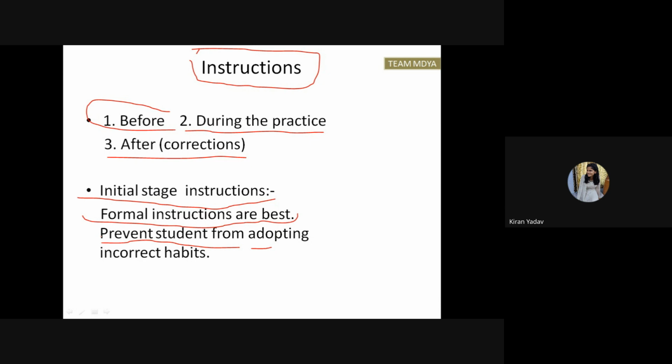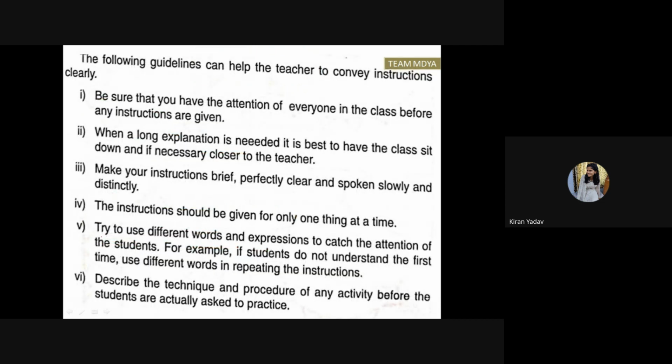Then after instructions, these are the following guidelines that can help the teacher to convey instructions clearly. Be sure that you have the attention of everyone in the class before any instructions are given. If students are not focusing on the teacher and the teacher is just giving the instructions, then that will be of no use. When a long explanation is needed, it is best to have the class sit down and, if necessary, closer to the teacher.